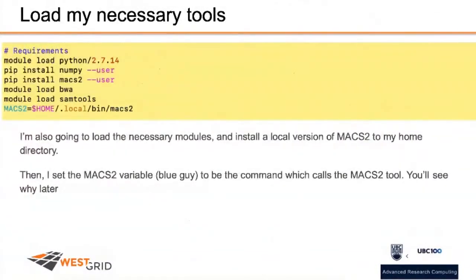The next section, we're going to be loading the necessary tools. So we're going to need to use Python. There are these two commands here which are going to install MACS2 and NumPy into your home directory under .local/bin/macs2. We're going to use module load BWA, so this is a tool that's already on the Compute Canada system, and also module load SAMtools, again, a tool that's already on the system.